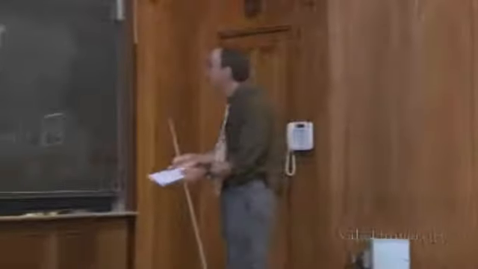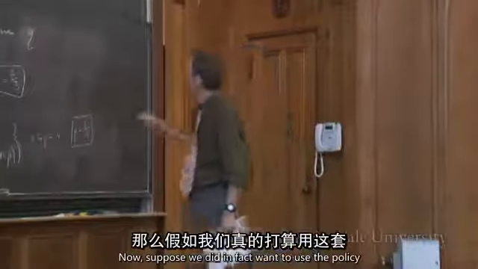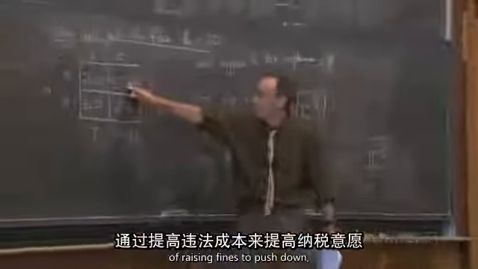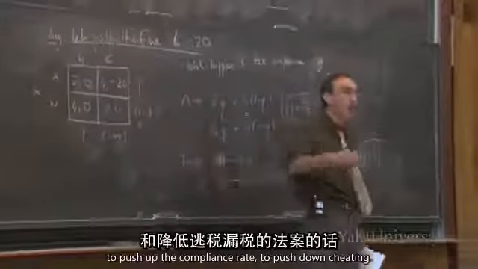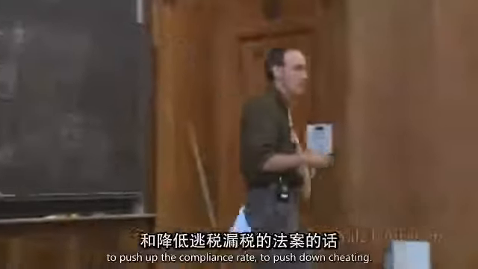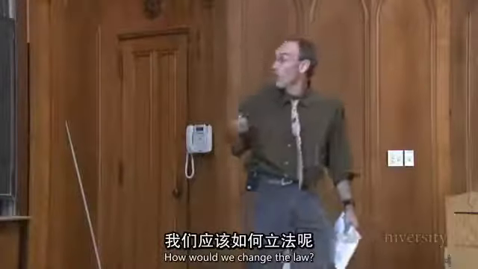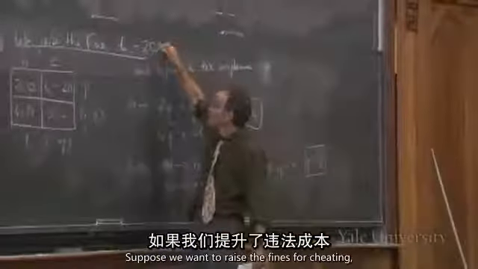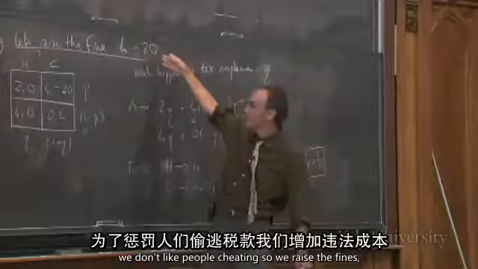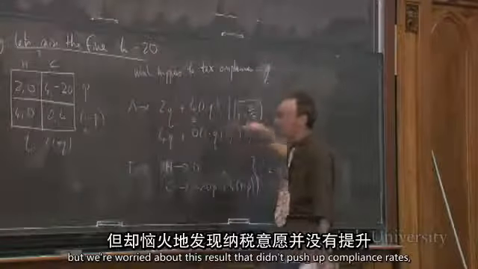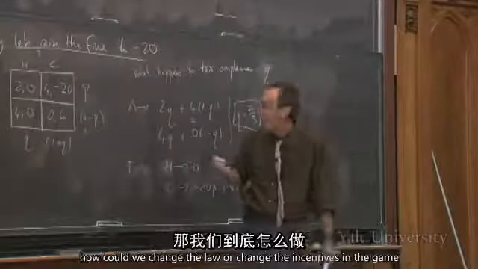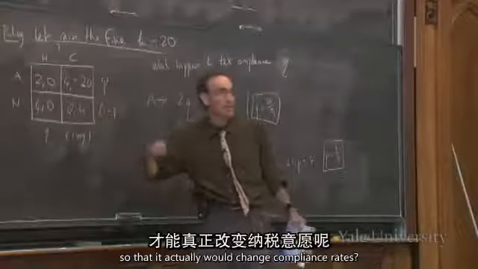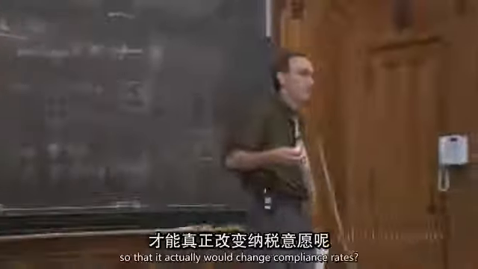Now, suppose we did, in fact, want to use the policy of raising fines to push up the compliance rate, to push down cheating. How would we change the law? Suppose we want to raise the fines for cheating. We don't like people cheating, so we raise the fines. But we're worried about this result that didn't push up compliance rates. How can we change the law or change the incentives in the game so as it actually would change compliance rates? What could we do?